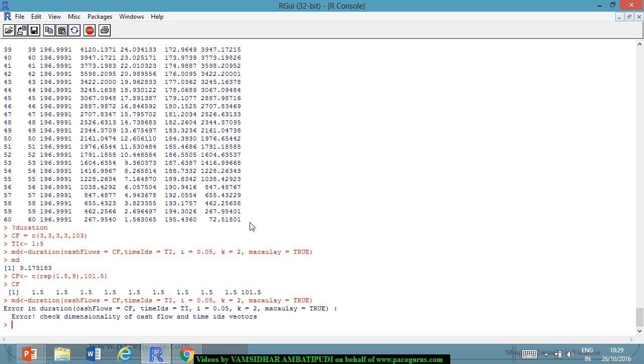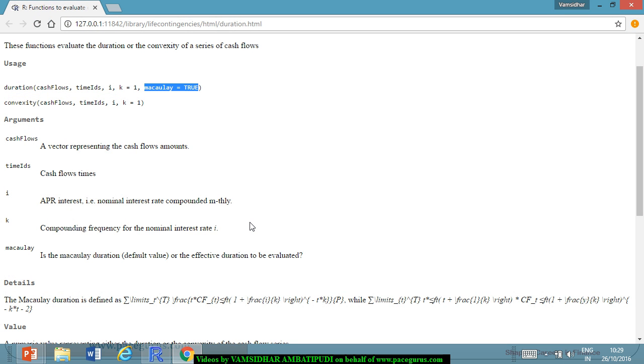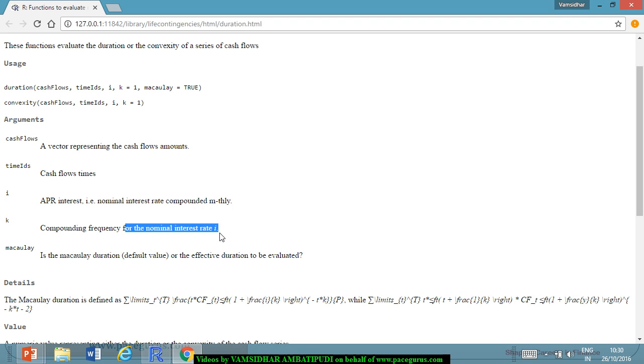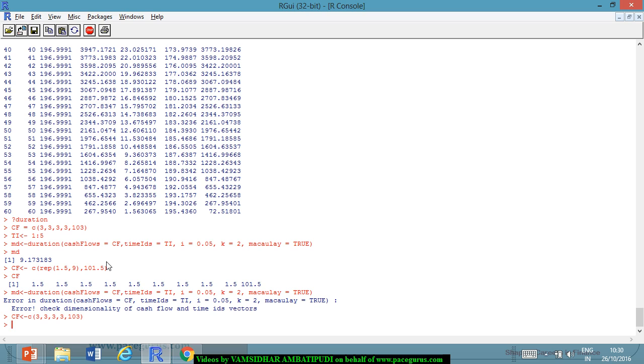The times are not matching. K equal to 1 is the compounding frequency for the nominal interest rate. The cash flows represent the cash flow amounts. Okay, so I think it was the original case itself, the initial case itself, CF. I'll take this. Based on this, I'll compute my modified duration or Macaulay duration.